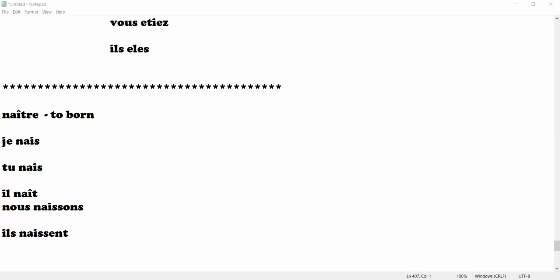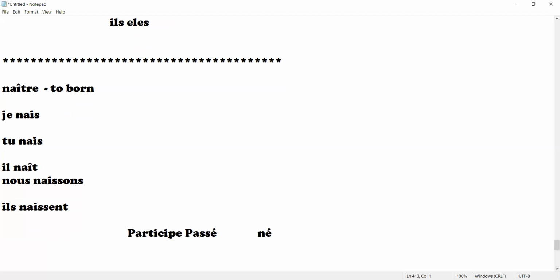Now, what would be the passé composé of naître? Passé composé, very important. The participe passé of the verb naître is né. The participe passé of naître is né. Are we clear? Né.